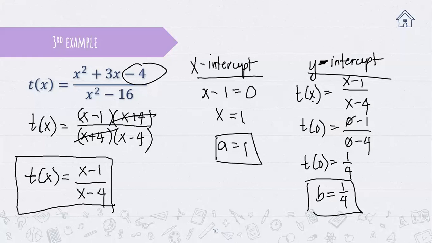Okay, sorry. By the way, class, as I've mentioned earlier, ipapakita ko sa inyo kung ano nga ba yung silbi talaga ni x-intercept and y-intercept bago tayo mag-proceed doon sa asymptote. Okay? Wait lang ha. Stop muna ako ng sharing. Tandaan niyo yung x-intercept and y-intercept natin. Ang x-intercept natin is 1, y-intercept natin is 1/4. Tapos yung ating function is x minus 1 over x minus 4.